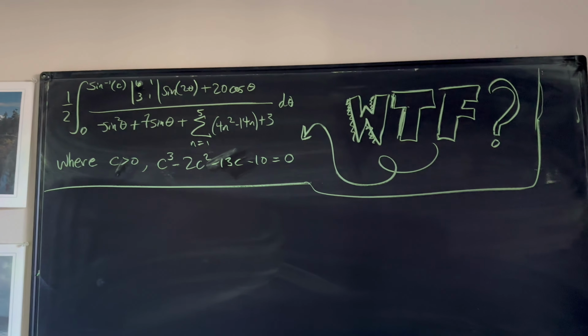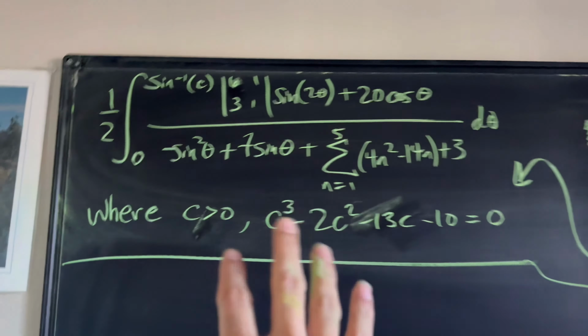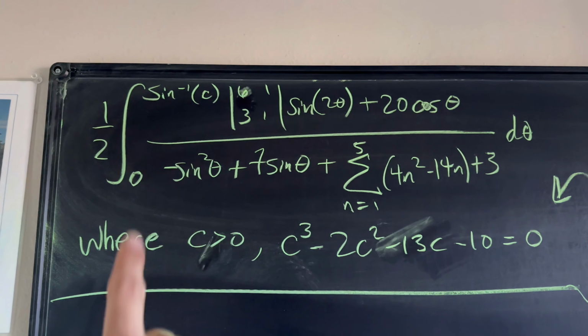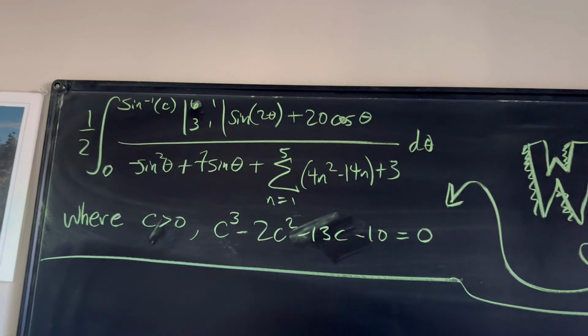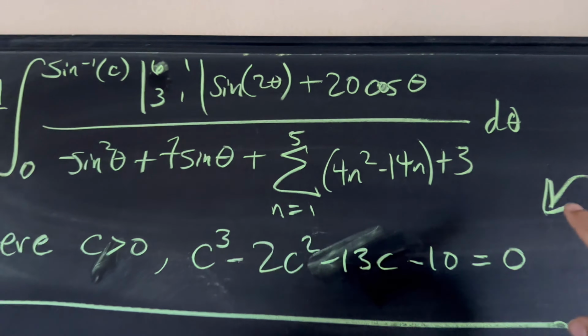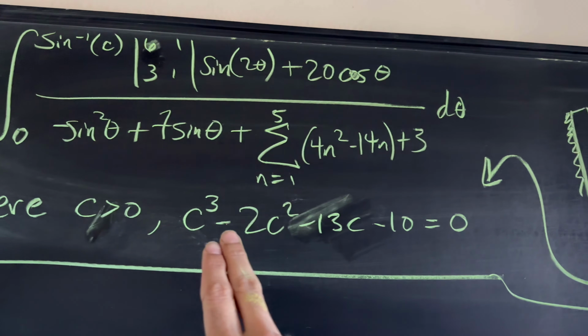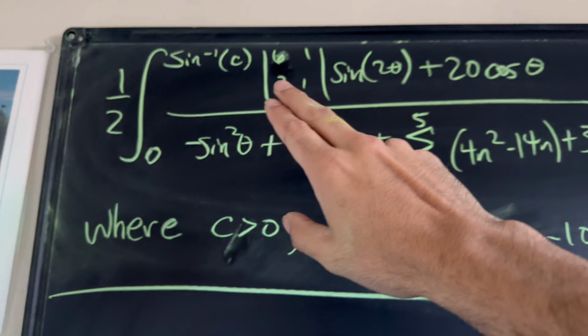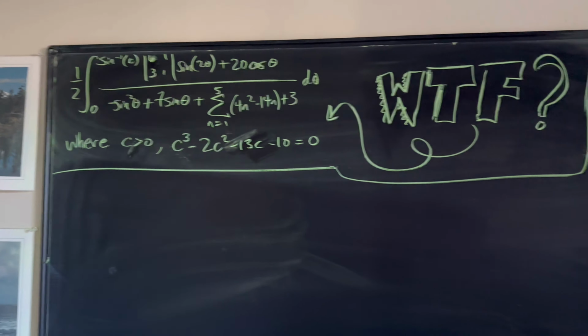In this video, we're really going to put our calculus and algebra skills to the test. We have this integral here, 1/2 times the integral from 0 to arcsine of c of this entire thing. We have some determinants, we have summations, we have some trig functions, and we need to find the value of c that makes this true, and that's going to help us find the definite integral. So let's talk about how we're going to solve this.